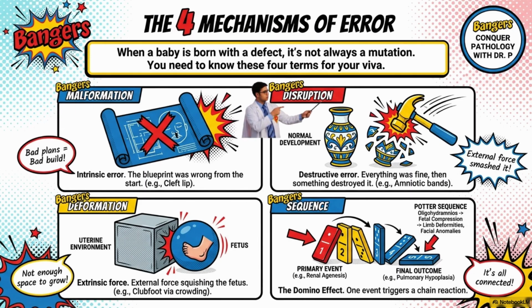Disruption. Here everything was going fine and then something destroyed it. It's a destructive error. Deformation. This is due to an extrinsic force. Imagine an external force is squishing the fetus because there isn't enough space to grow. Sequence. The domino effect. One primary event triggers a chain reaction. It's all connected.